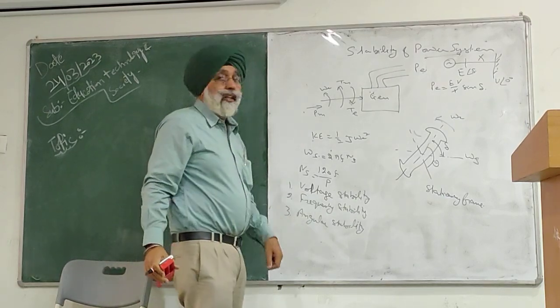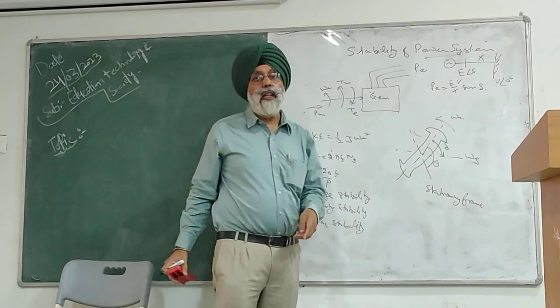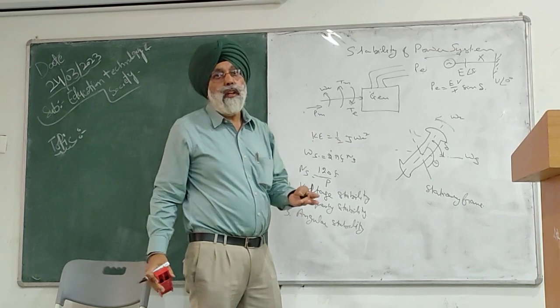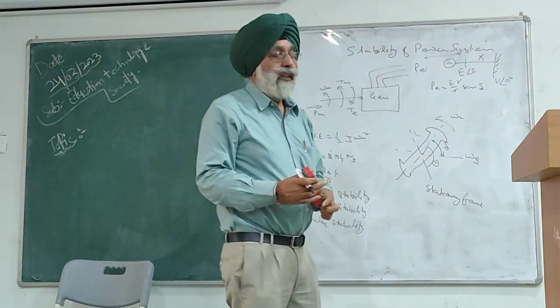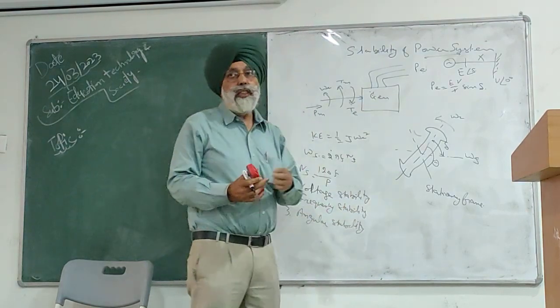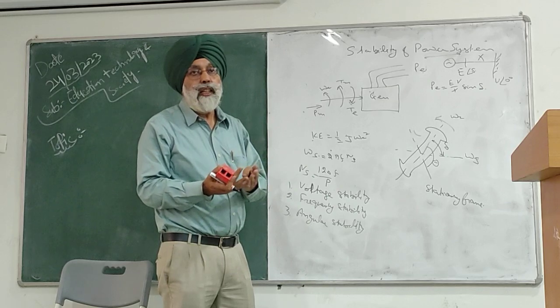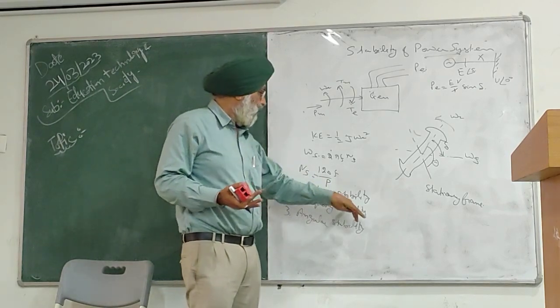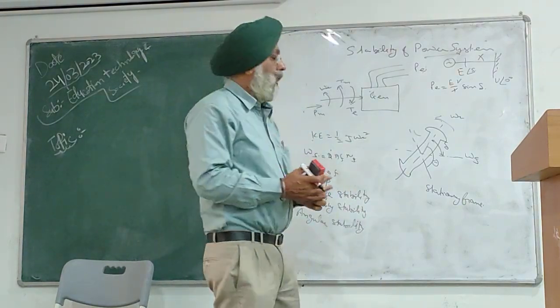So voltage stability. In the case of voltage stability, our generator is producing electrical power, and this power is produced at some voltage level. So we have some standard voltage level because our system is an interconnected system. So there should not be much variation in the voltage level. So the tolerance of the voltage stability is 5%.